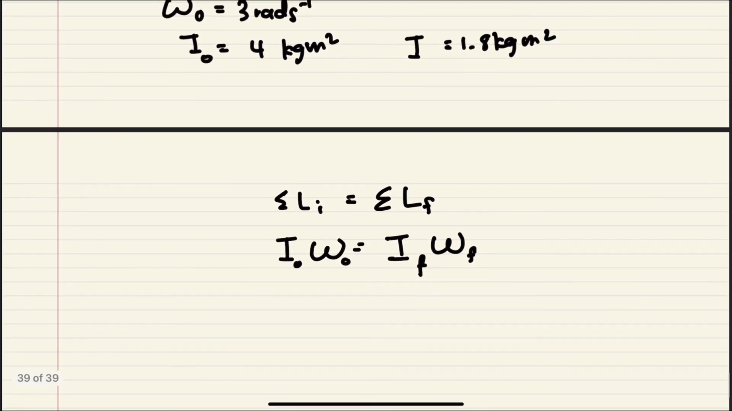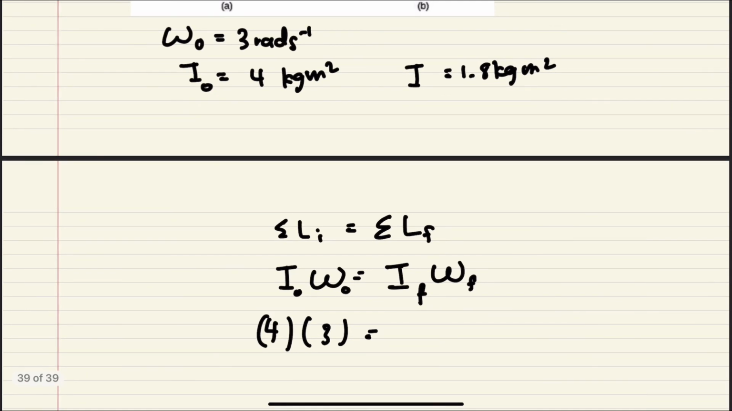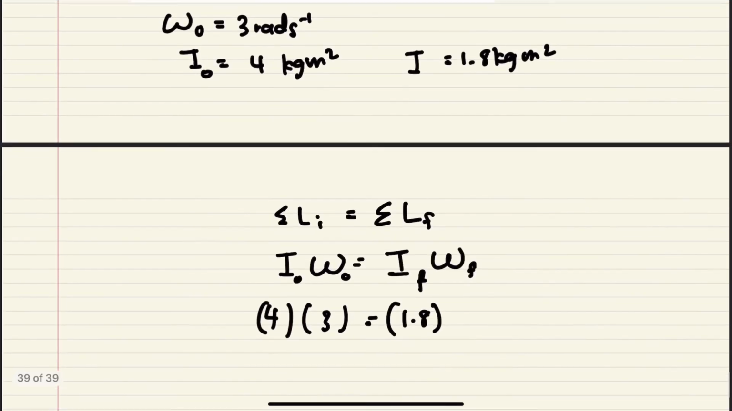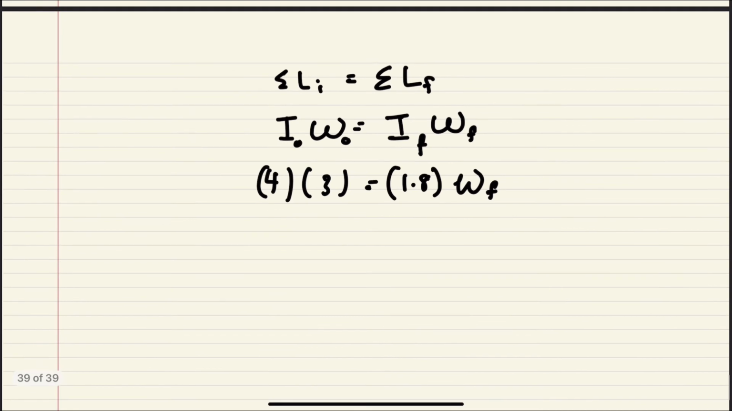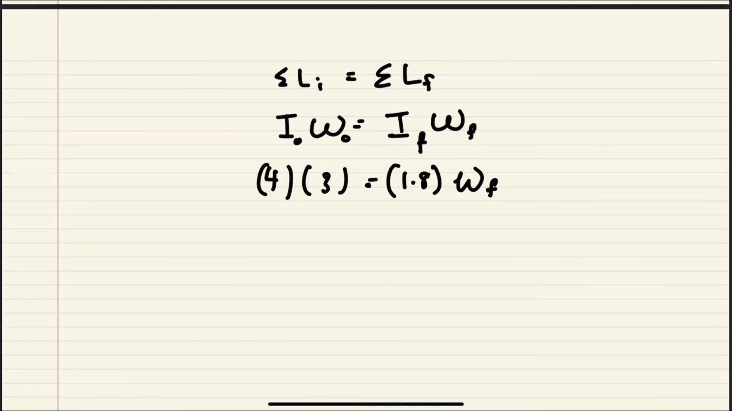So if I substitute all the values, I will get 4 times 3. Make sure everything is in SI unit, because for the final answer, then you can straight away write it in SI unit. So the question wanted to find omega final, which is 6.67 radians per second. Okay, so that's it.